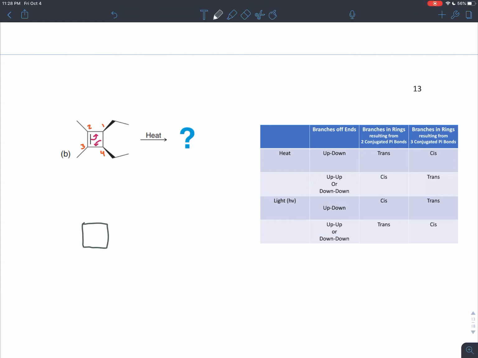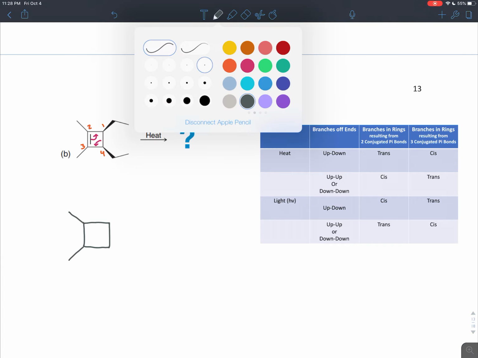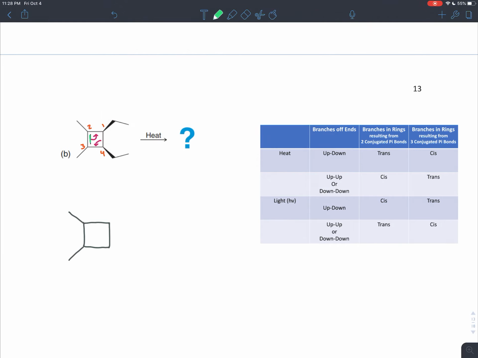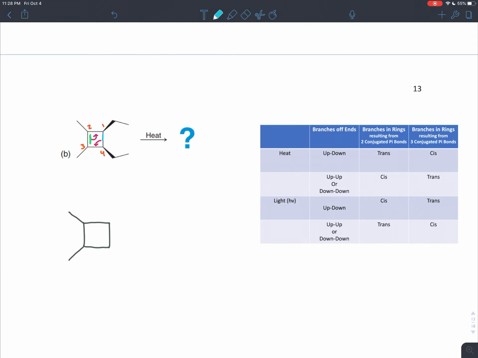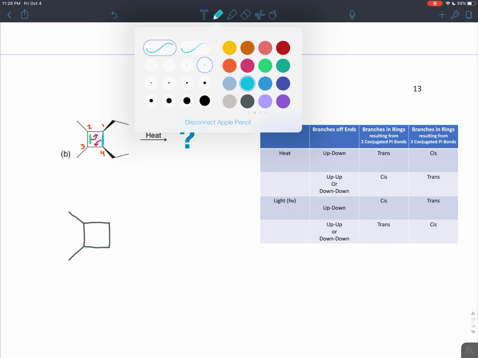So I'll redraw what we have so far. Okay, and just so we can follow along a little better, here I'll make this bond in green, and those other electrons that we're moving I'll put in blue.